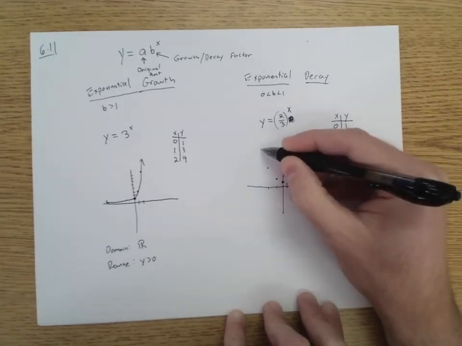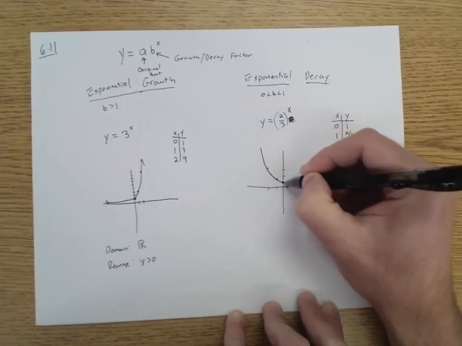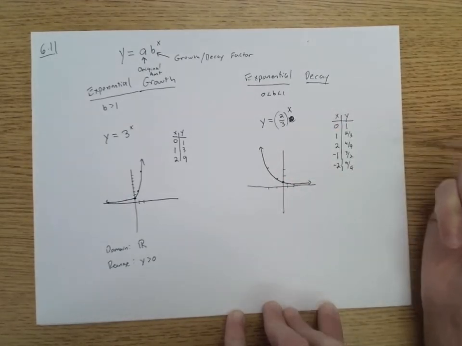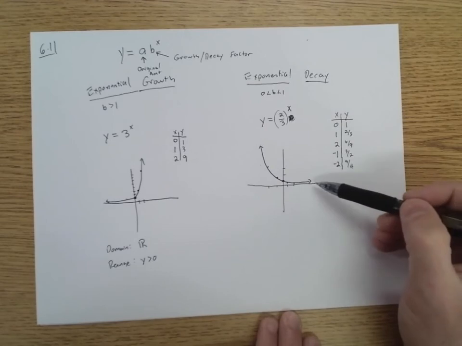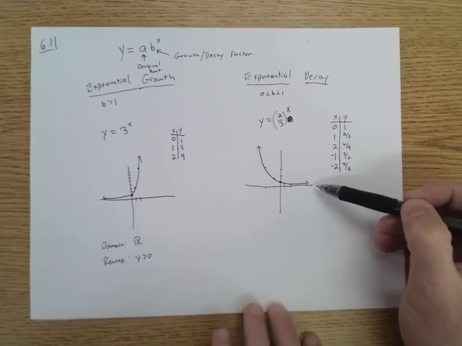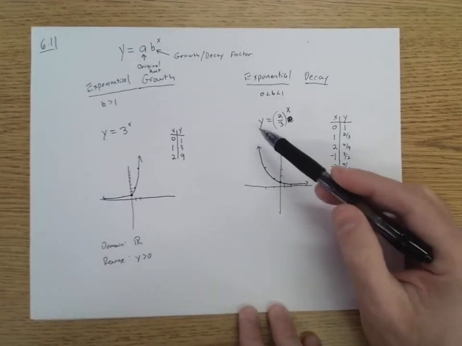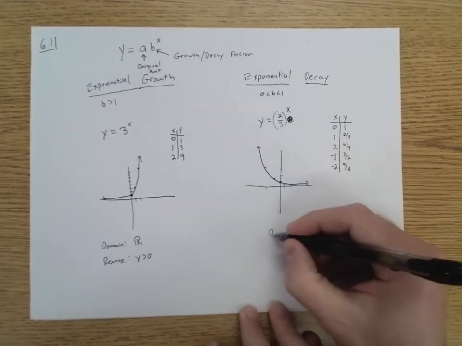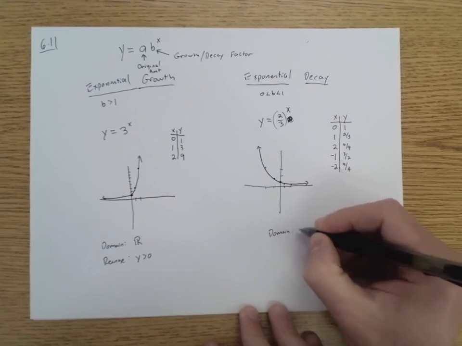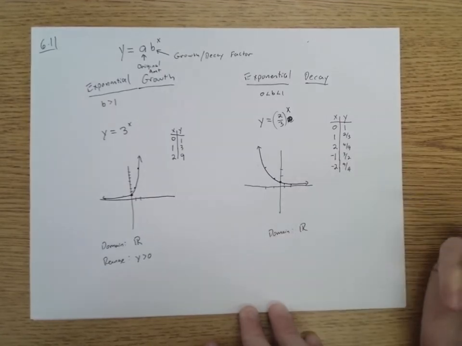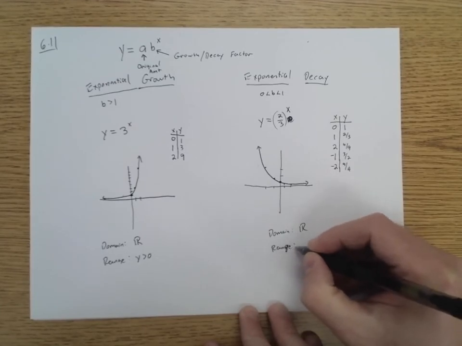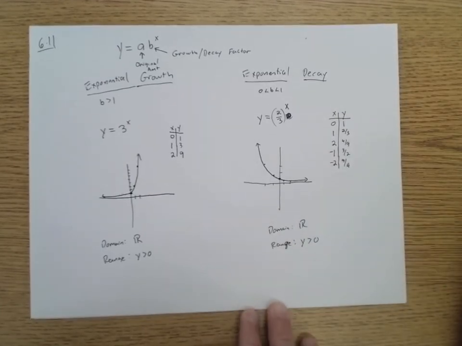Okay, so at this point, the graph is going to look like this. Again, same thing with the growth. It's never going to touch the x-axis, and it's going to approach, starting from infinity and coming down and then approaching 0. The domain is still all real numbers. You can put anything in for x and get an answer for y, but the range is y is also greater than 0. And that's really going to cover the graphing.